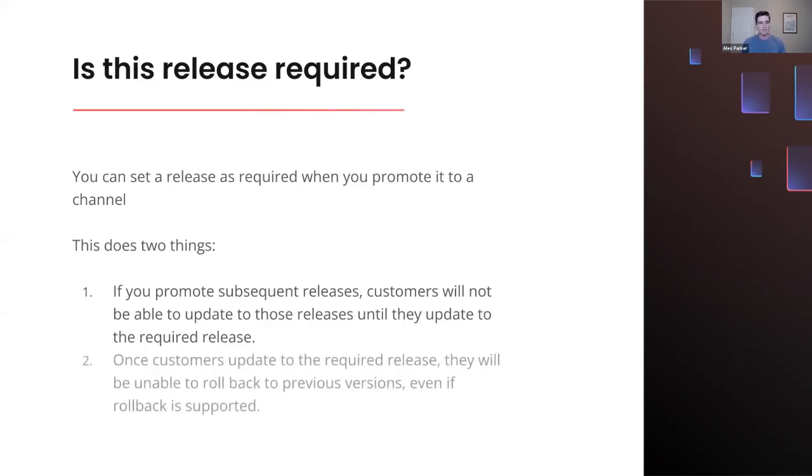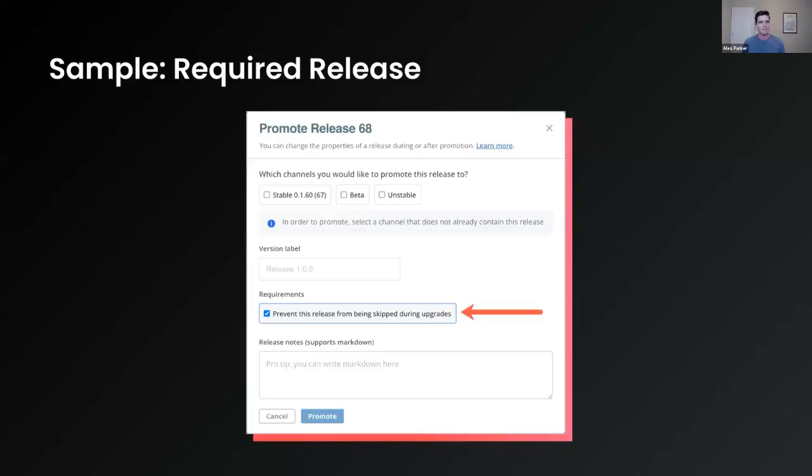And also, once a customer has upgraded to a required release, they're not going to be able to roll back to any previous versions. Even if your app supports rollback with that flag we just talked about, they're going to be stopped at that required release and be unable to roll back prior to that because of changes that might have been made in that release that won't be supported with prior releases.